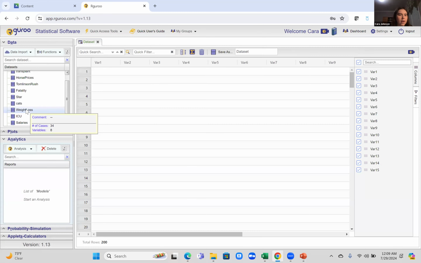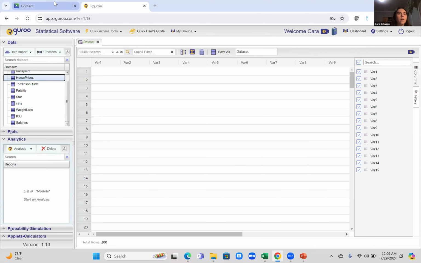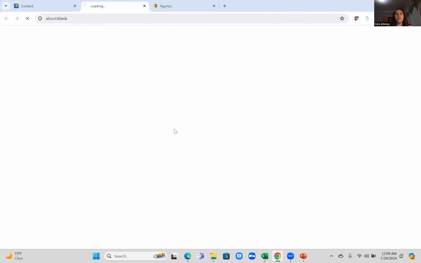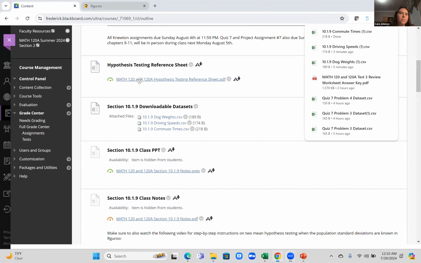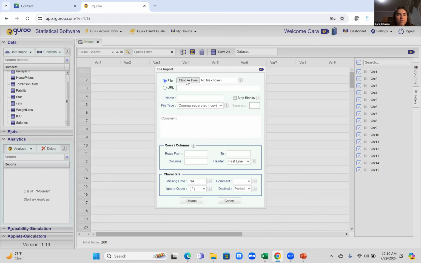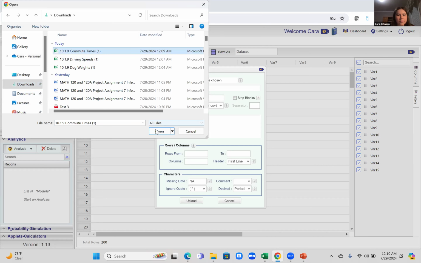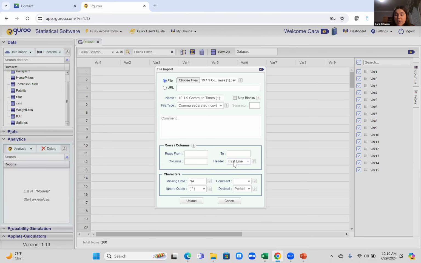So I'm going to go ahead and right-click and delete the data set here. Download the commute times data set off Blackboard. And then data import, import data set. Choose the file from my downloads folder. Just double check that you have a title on the first line. All my data sets do. Just double check the Newtons. Hit upload.